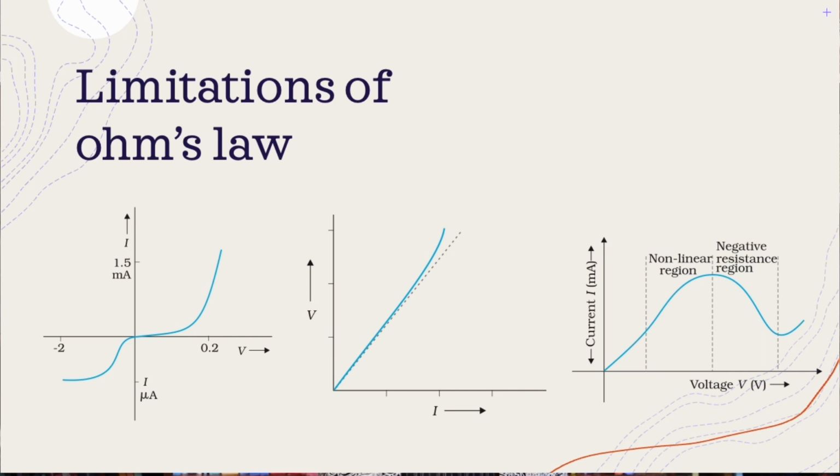Let's talk about limitations of Ohm's law. What do you mean by limitations of Ohm's law? A law cannot have any limitation, but what we mean is the variation of Ohm's law behavior for different materials, be it a conductor, a semiconductor, or a diode. If these materials vary from Ohm's law behavior, that's what we are going to learn as limitations of Ohm's law. Very important.